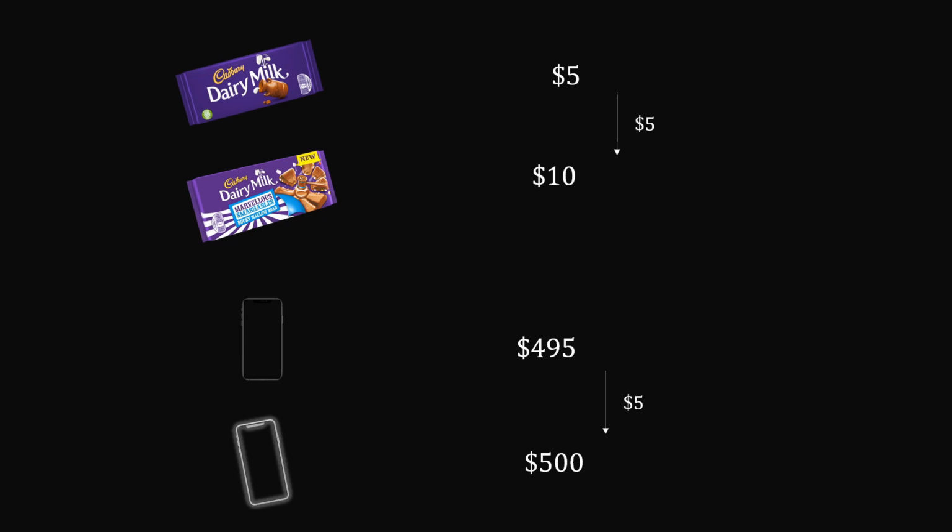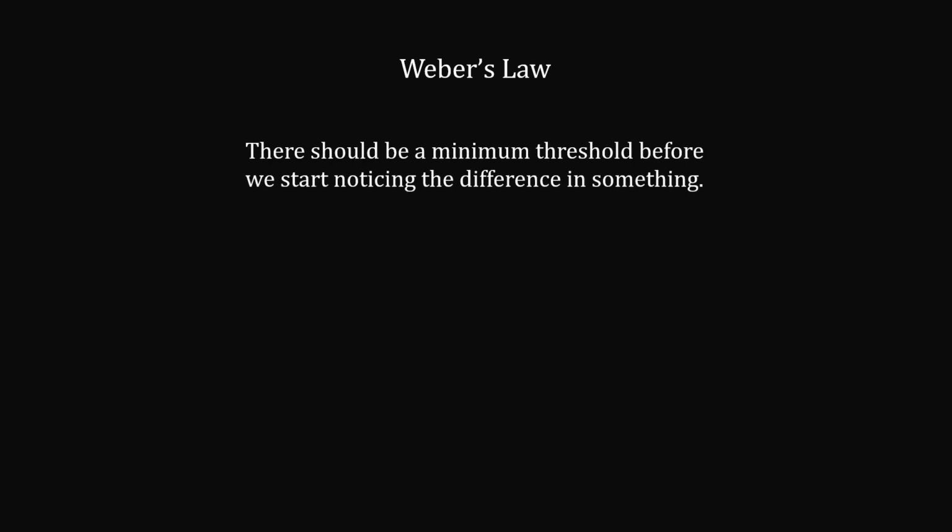This psychological phenomenon is called Weber's law. Definition wise, it says that there should be a minimum threshold before we start noticing the difference in something. This threshold, however, varies with respect to the amount we are measuring. It could be the amount of sound volume or amount of price, as in our just seen example.